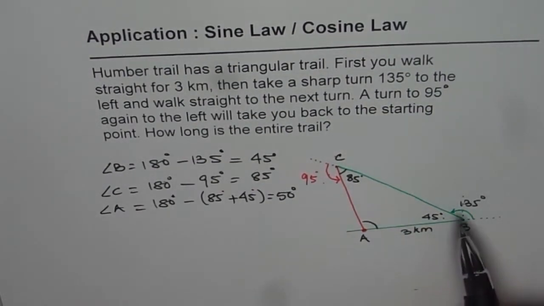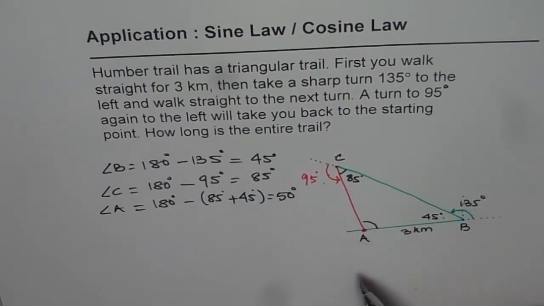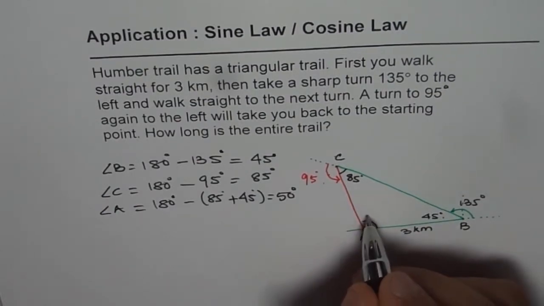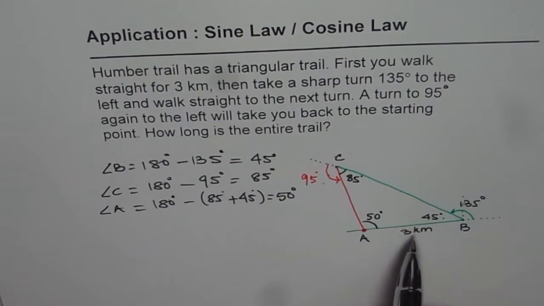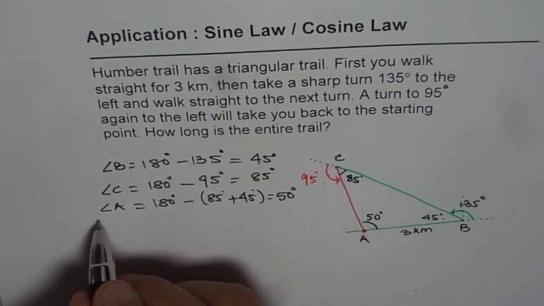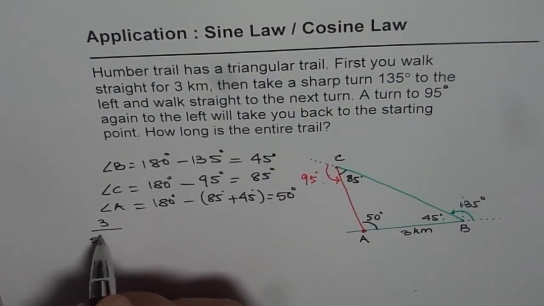We could also use the remote angle. 135 should be the sum of 85 and this angle, right? So if you do 135 minus 85, you also get 50 degrees. So that's an alternate way of finding this angle. Let me write this angle as 50 degrees. Now we know all the angles and one side, so we can find the other sides. The constant known to us is this ratio, which is 3 kilometers over sine of 85, so it is 3 over sine of 85.